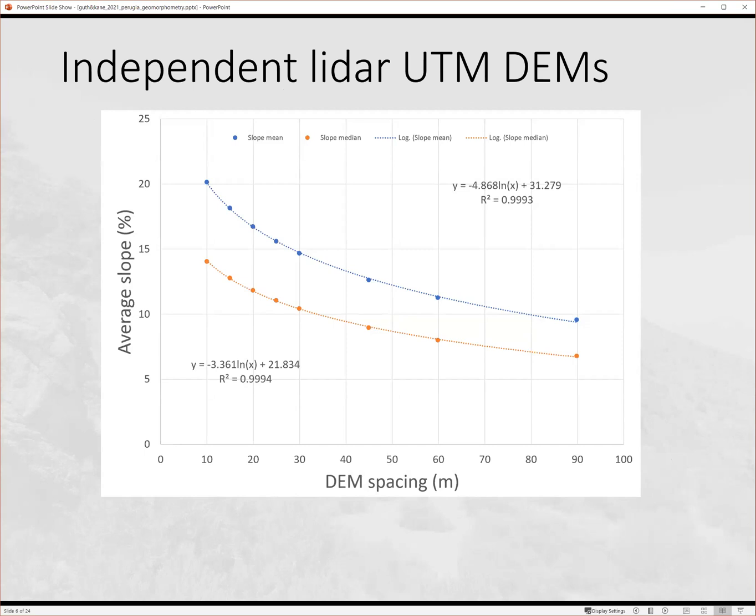So here are LiDAR UTM DEMs, again all independently produced from the same source data, from 10 meters to 90 meters, both the mean and the median. And you can see you get a nice smooth curve coming down, and the slopes at 90 meters are very different than the ones that you get at 10 meters.